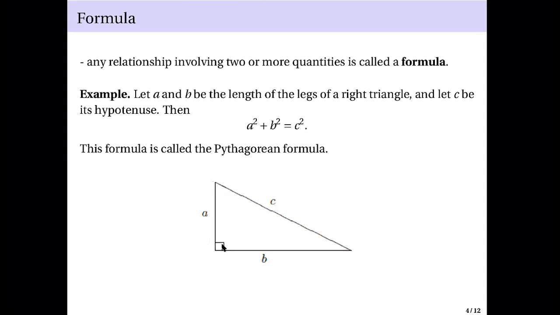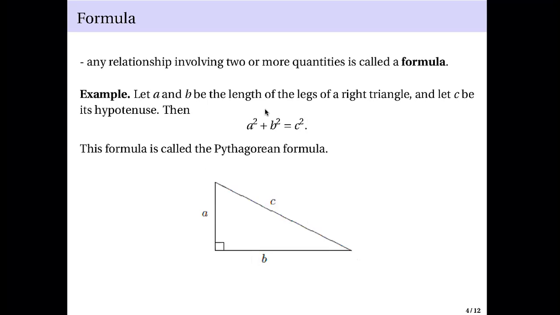And we call the sides adjacent to the right angle, so this side and this side here, the legs of the right triangle. And the side opposite to the right angle, we call the hypotenuse. So A and B are the lengths of the legs of the right triangle, and C is the hypotenuse.